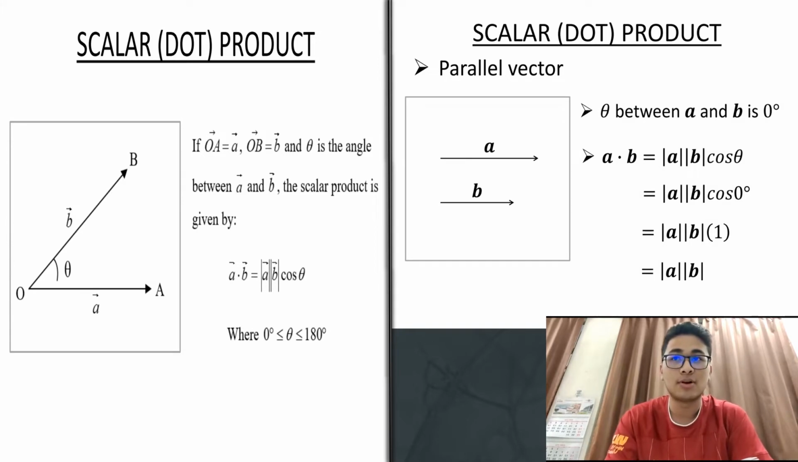So right now we will have a look at the scalar dot product and its formula. If vector OA equals a and vector OB equals b, and theta is the angle between a and b, then the scalar product is given by a dot b equals magnitude of a times magnitude of b cos theta. We also have parallel vectors, in which the angle between a and b is 0. So the formula is a dot b equals magnitude a times magnitude b cos theta, and we know that cos 0 equals 1. So we get the final answer as magnitude a times magnitude b.